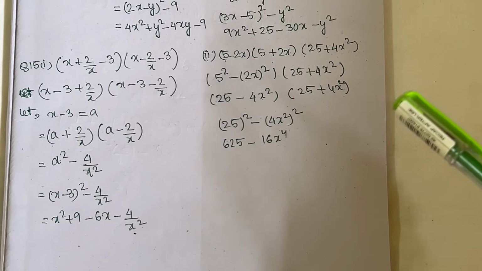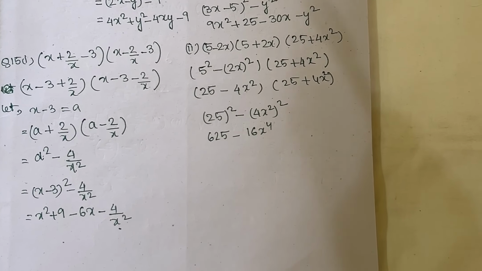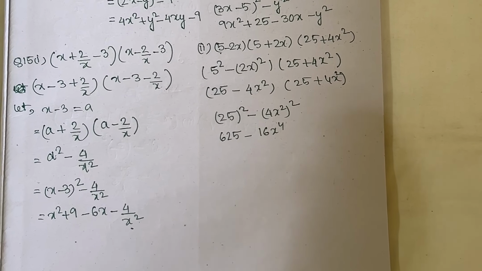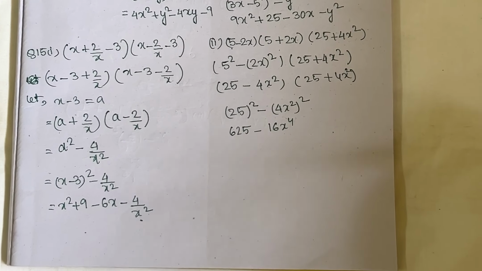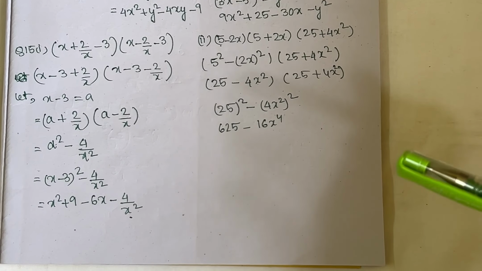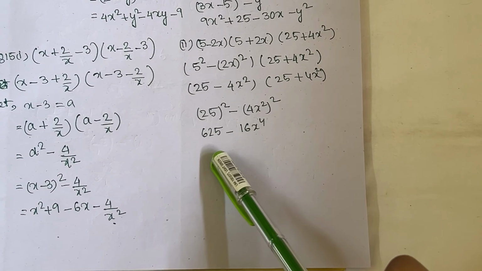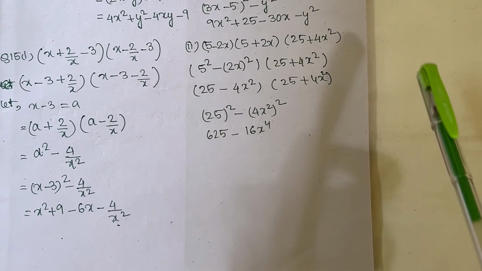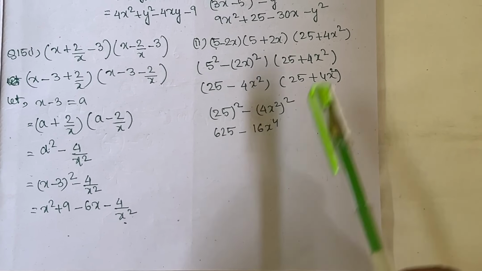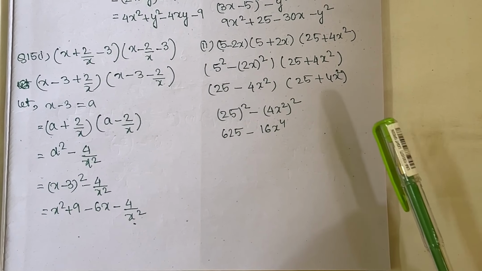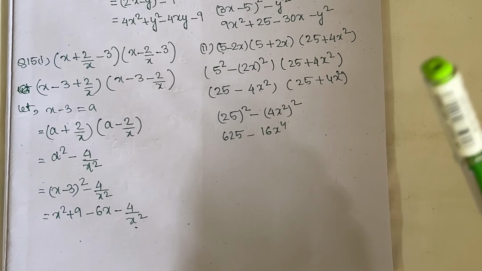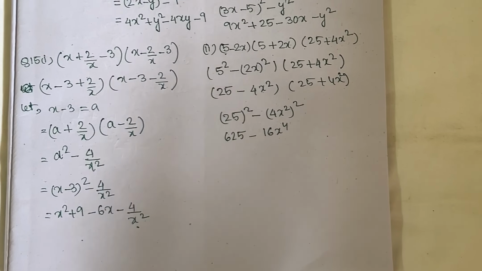You are learning new things here, so keep a note of it. As you gradually progress through class 9, you will get habituated with it. So don't worry, this happens in this way only. Even if the answer comes to 625 minus some 16x to the power 4, that is totally normal for class 9. So don't worry, have the courage and proceed.